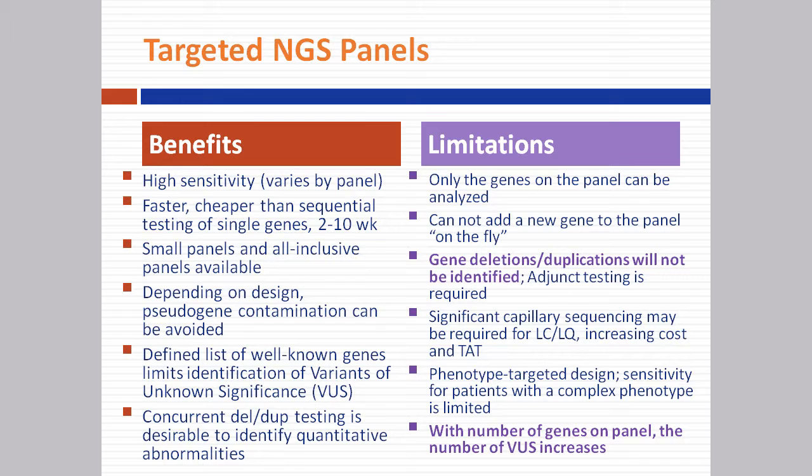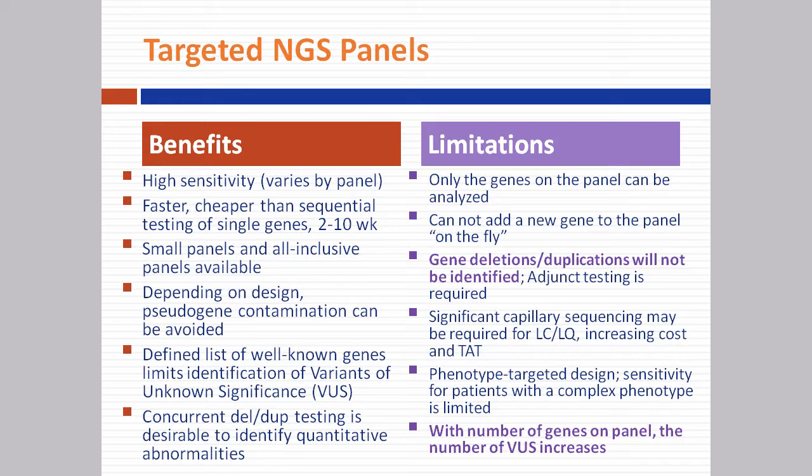Depending on the design, you can design it so that you can work around pseudogene regions or homologous regions. Usually, if the genes are chosen very well and they are well-established genes, the rate of variants you cannot interpret is relatively low. And it's possible to combine it with concurrent deletion duplication testing to really get the most out of your panel and design.